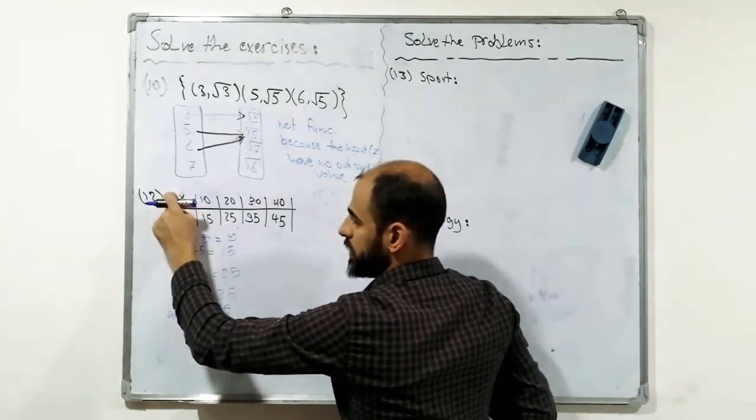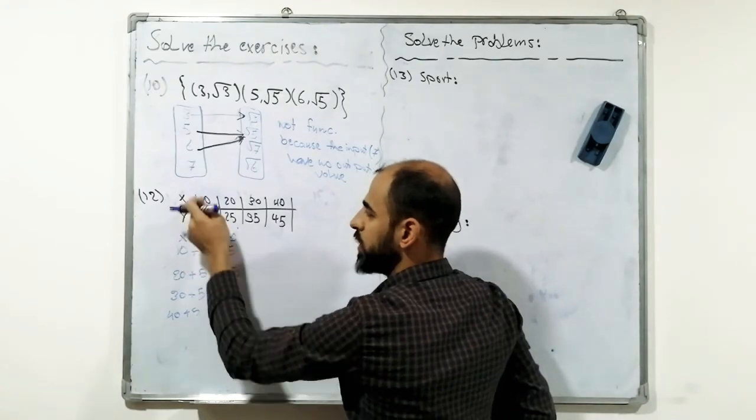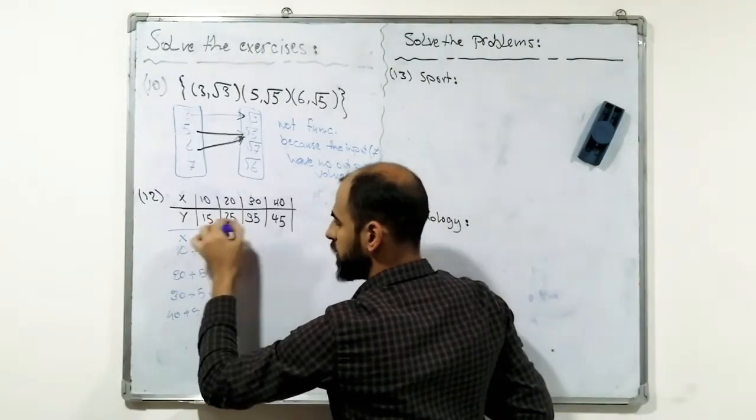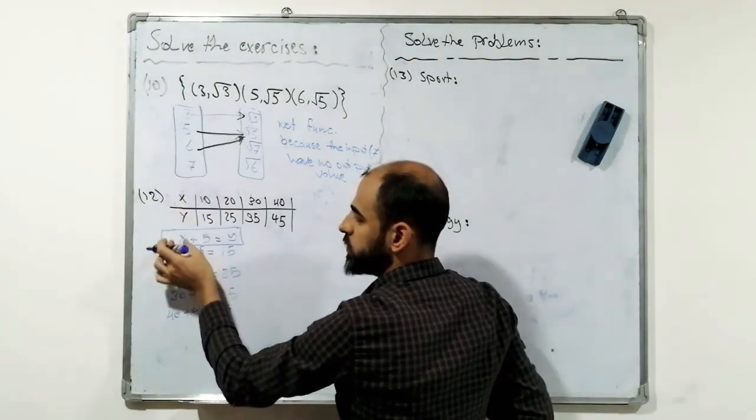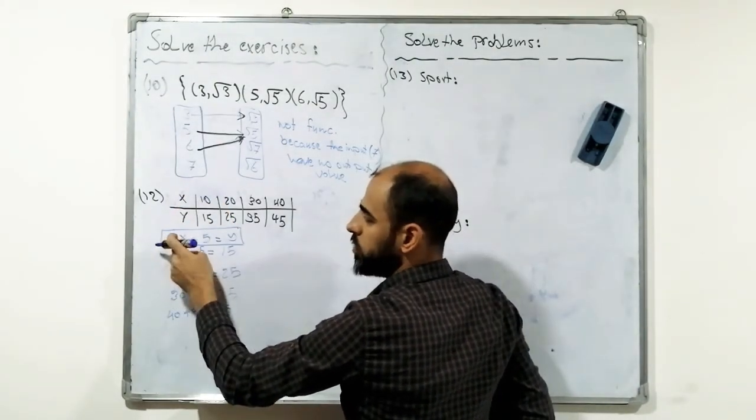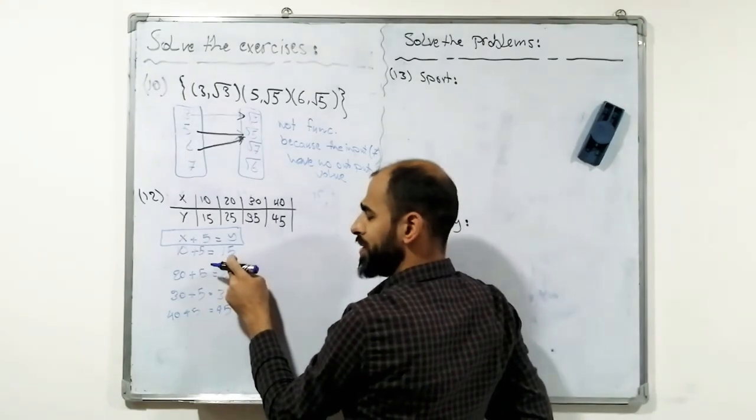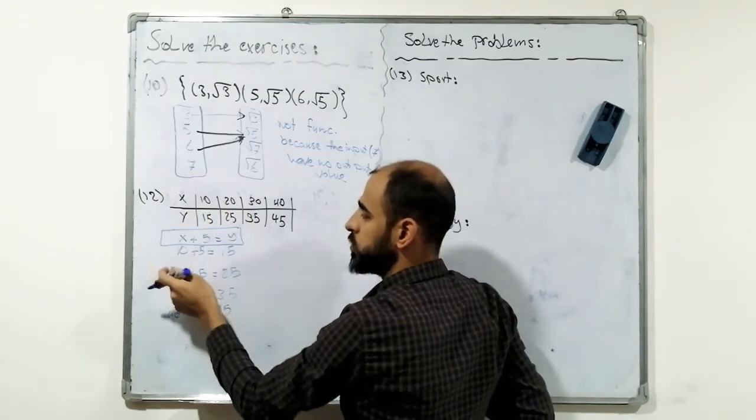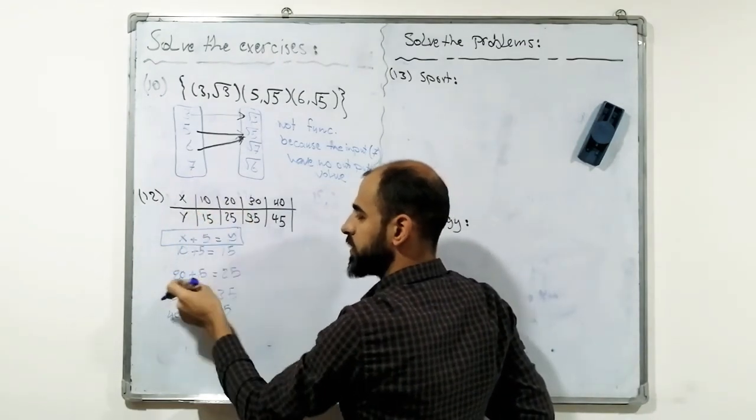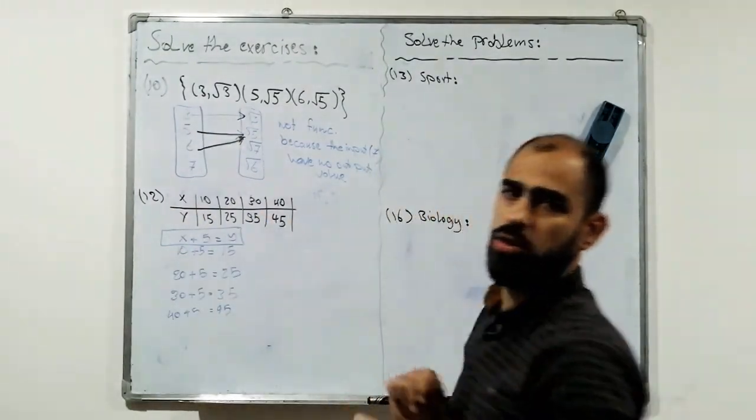For x, which is 10, 10 plus 5 equals y. This will be the function rule. If we substitute x into x plus 5, then it will be equal to 15, which is the y value. Also, if we substitute 20 into x plus 5, we get 25, which is y. And so on for the other input values.